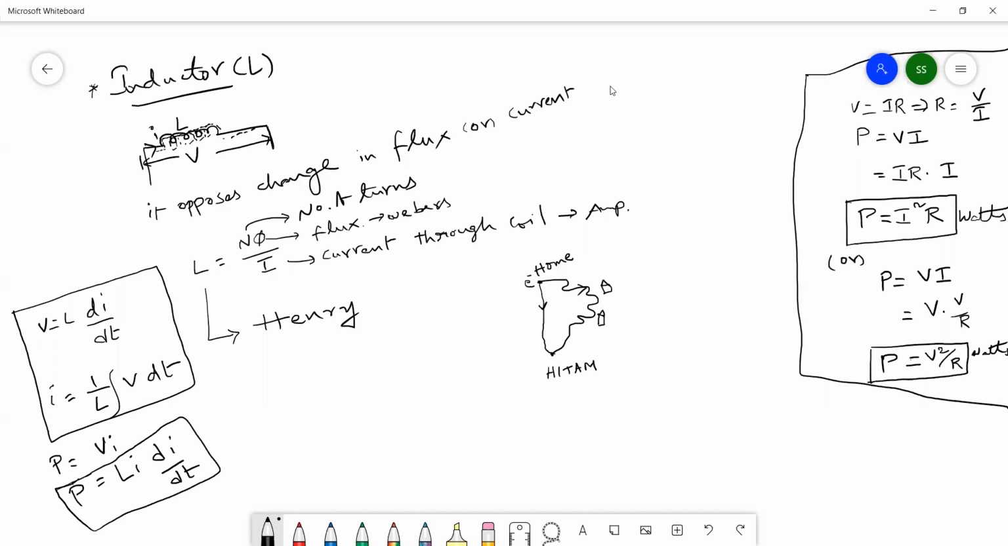Which direction will you guys select, one or two? I need a response from all of you.